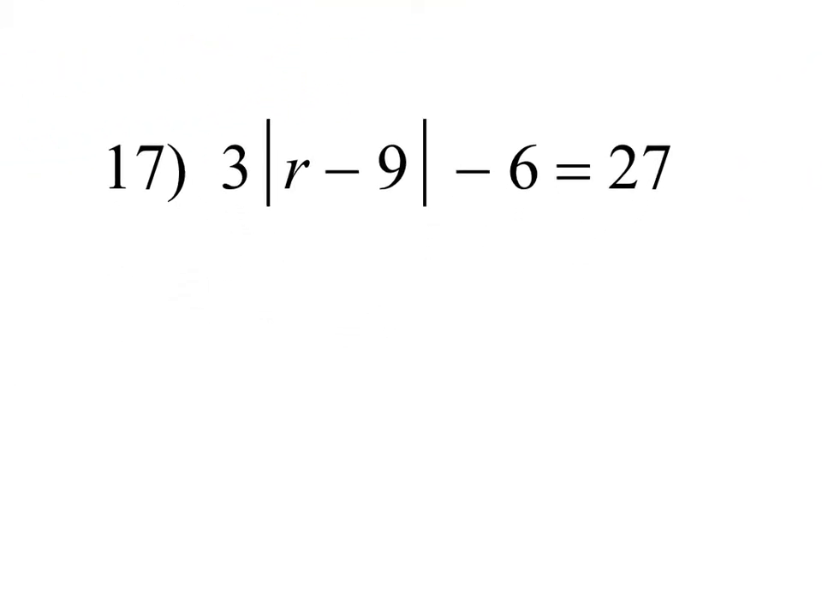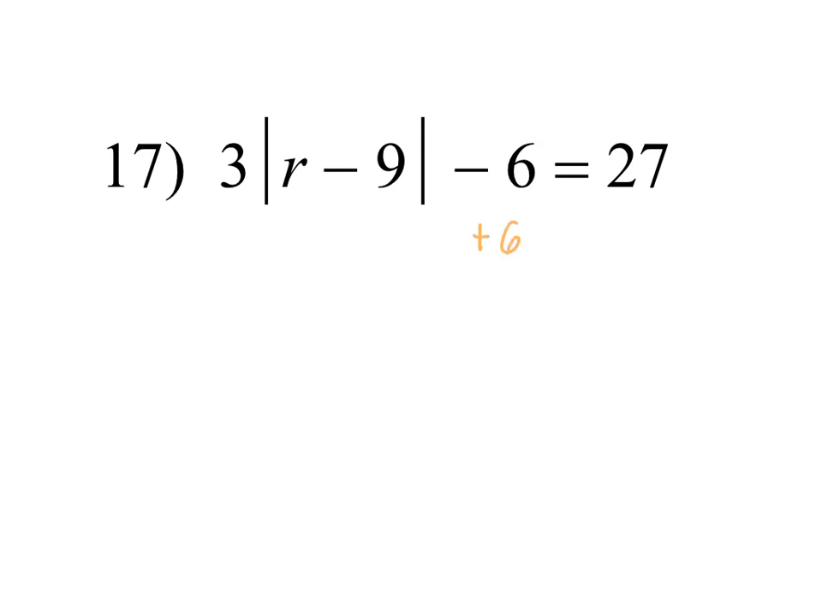Again, we have absolute value for 17. What should we do first? Plus 6. Perfect. Plus 6. I'm glad Winchell knows what he's doing. So we have 3r minus 9 is equal to, 6's cancel out, 27 plus 6 is 33. Now I can divide 3 on both sides, so r minus 9 is equal to 11.